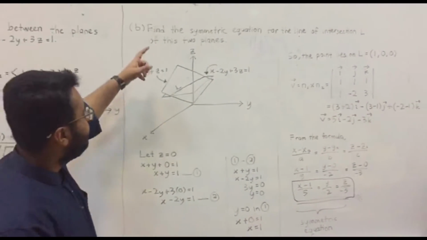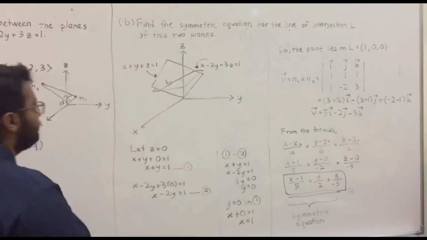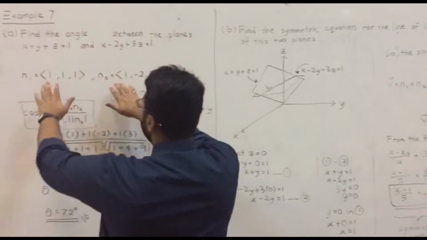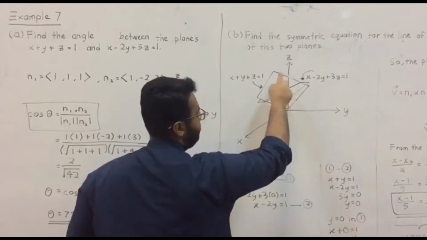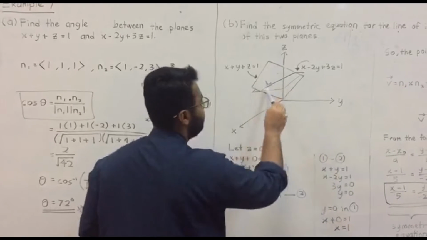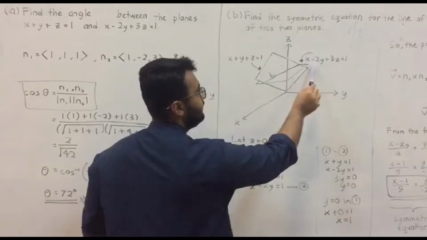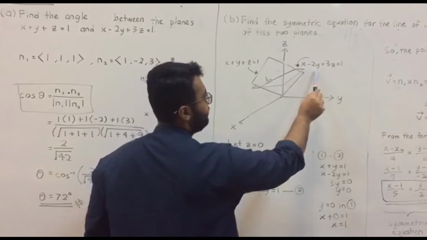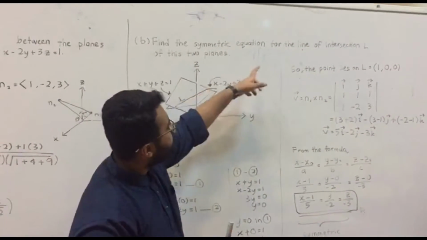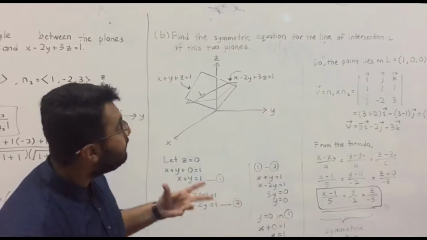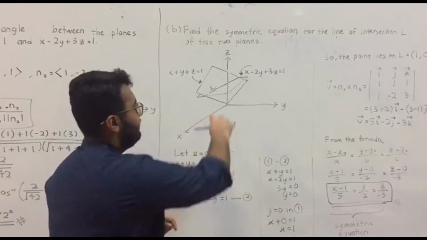For question B, we want to find the symmetric equation for the line of intersection L of these two planes. These two normal vectors belong to the planes: the first plane is x plus y plus z equal to 1, and the second plane is x minus 2y plus 3z equal to 1. But how do we find the symmetric equation if we don't have any point located on the line L?